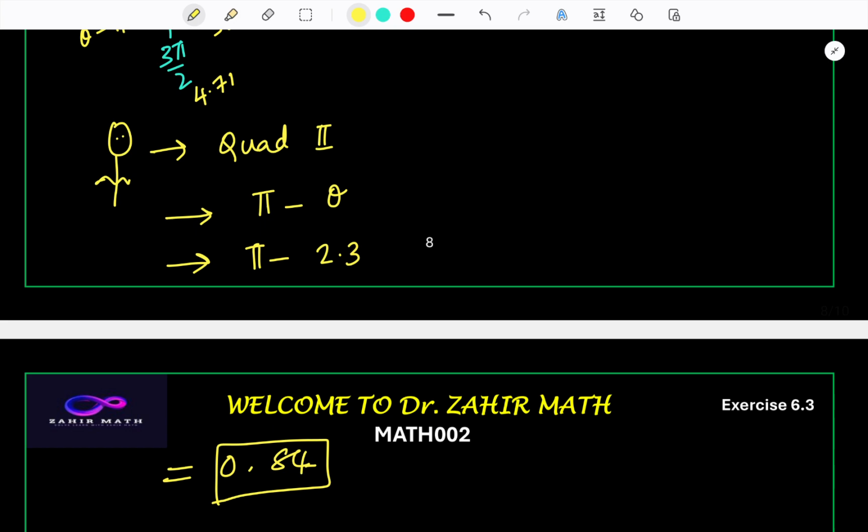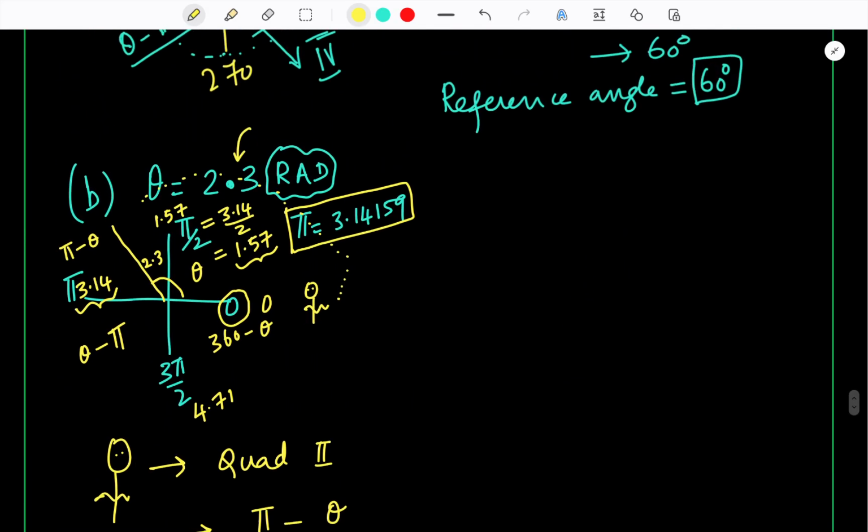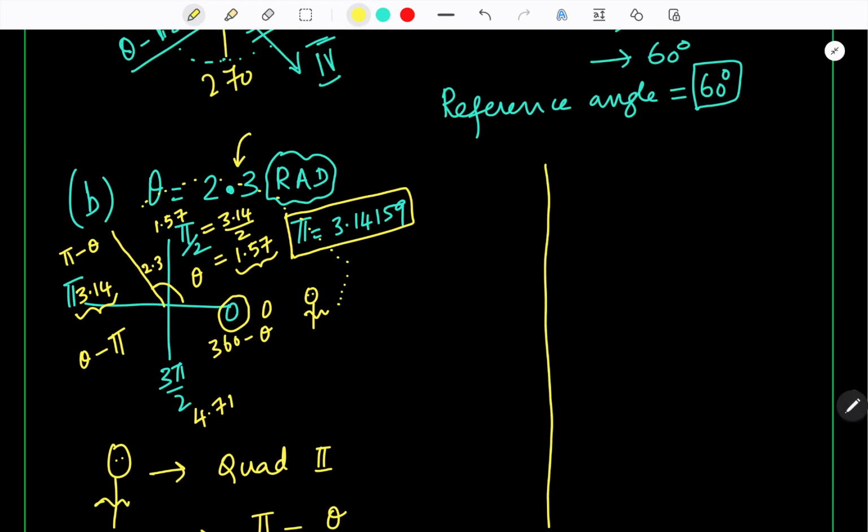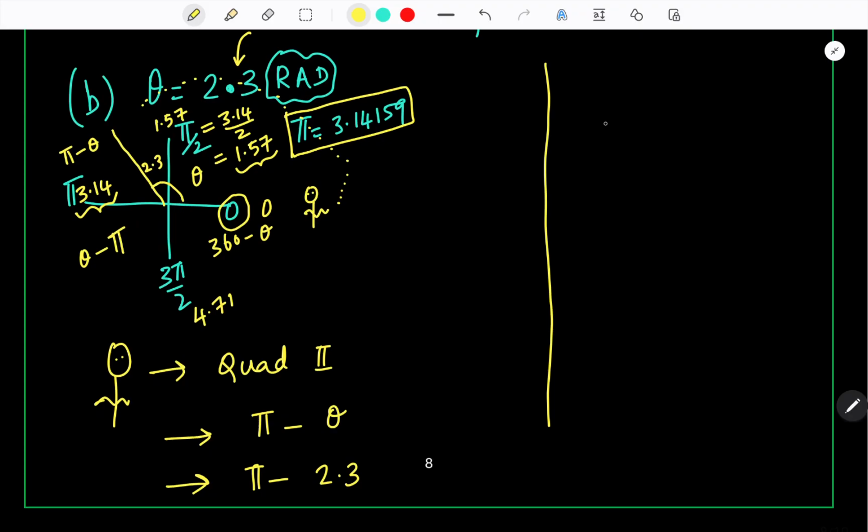Normally some teachers use this method, some don't. They convert into degrees. So I'll teach you another method. If you want, you take it, otherwise leave it. Another method is very easy. Let me take another color. 2.3 is the radian, right? You multiply by 180 divided by pi.